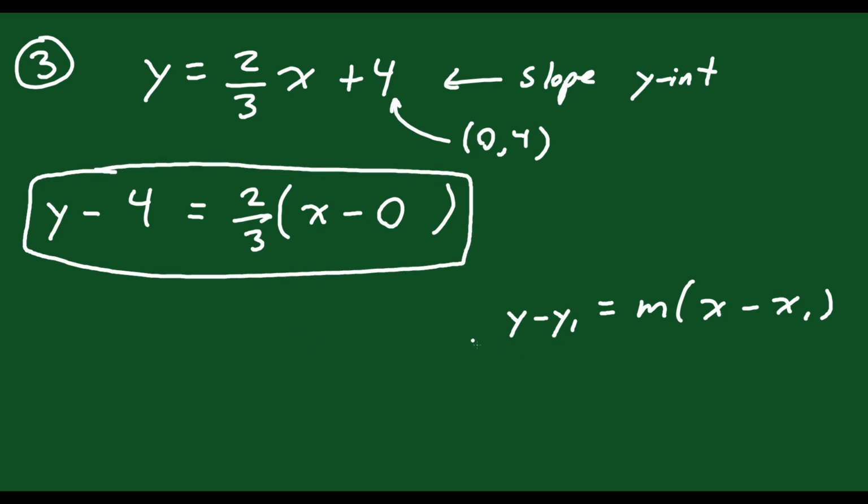So what's nice about point slope form is that the point represented by those two numbers can be any point on the line. It doesn't have to be any specific point. So this is technically good enough for us.